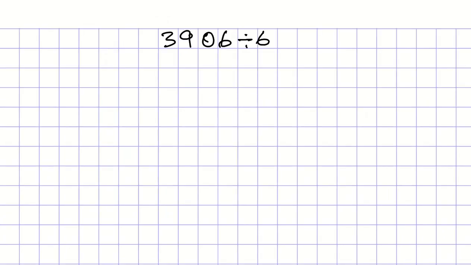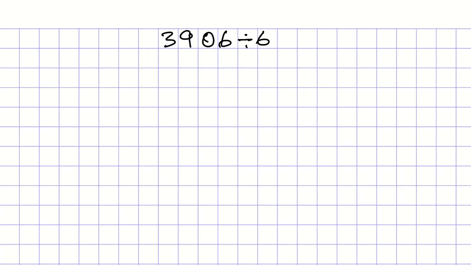To help you understand the comment I just made, I'm going to change that problem a little bit so that there is no remainder. Before we did 3,903 divided by 6. Now I'm going to change it to 3,906 divided by 6. What you do, you line things up like we normally do.